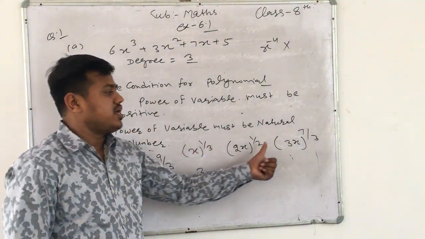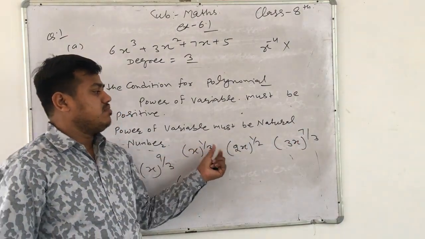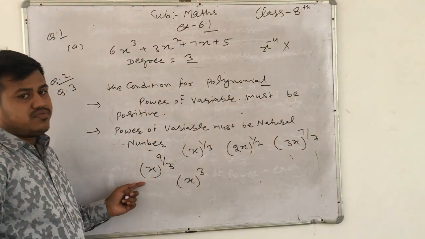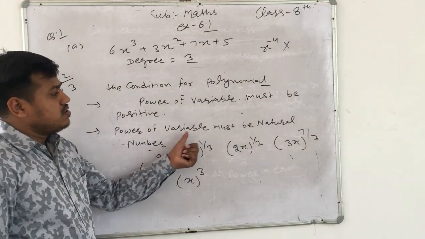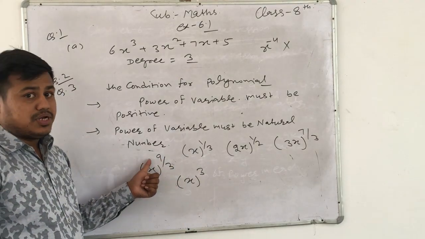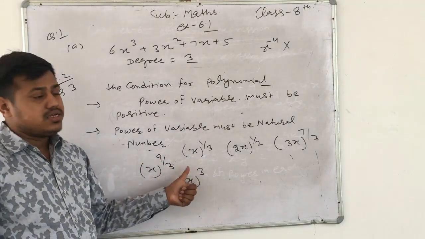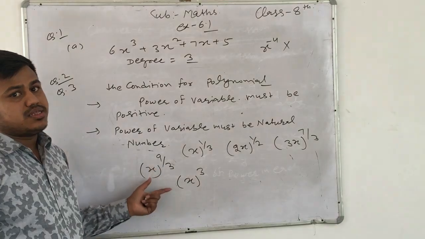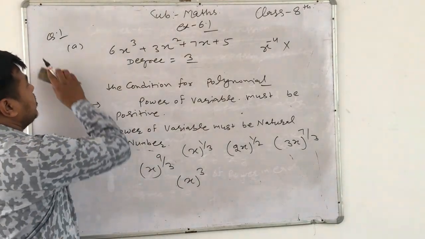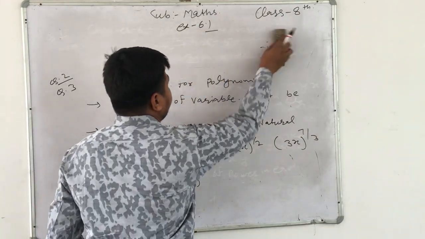So you have to check firstly whether the power of variable is a natural number or in fraction form. If it is 9/3, it is completely divisible, it cancels and 3 comes, then it is a polynomial, otherwise it is not a polynomial. Clear? So this is the condition. Let's do example questions.